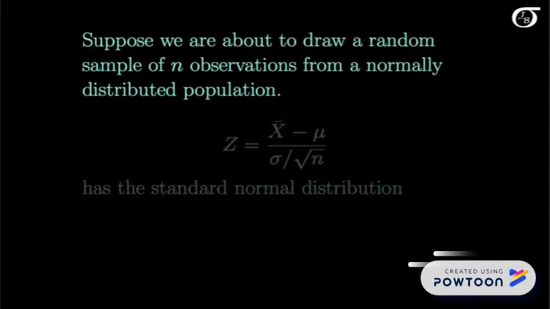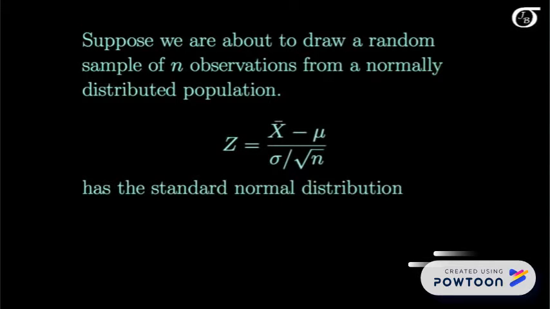Suppose we are about to draw a random sample of n observations from a normally distributed population. We've previously learned that the quantity (x bar minus mu) over (sigma over the square root of n) has the standard normal distribution, and we typically label that with the letter z. Previously, we've used this notion to construct a confidence interval for the population mean mu.